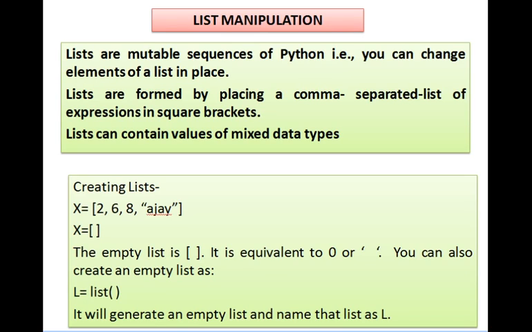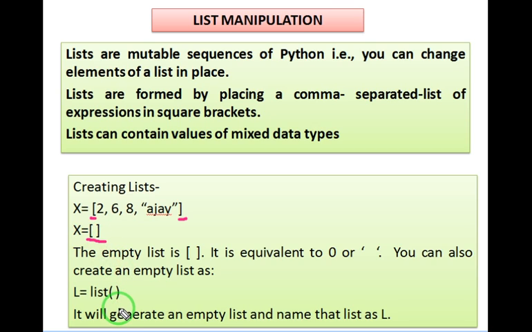Lists are formed by placing a comma separated list of expressions in square brackets. And as I have already told you, a list can contain values of mixed data type. So you can see in the example also. Here I have created a list. If you want to create a list, I have named the list as x, and then equal to, within square bracket. This is your square bracket. You can enter the heterogeneous values. So it will create a list. If you want to create an empty list, you can just use the square bracket and nothing inside it. So this will create an empty list named x.